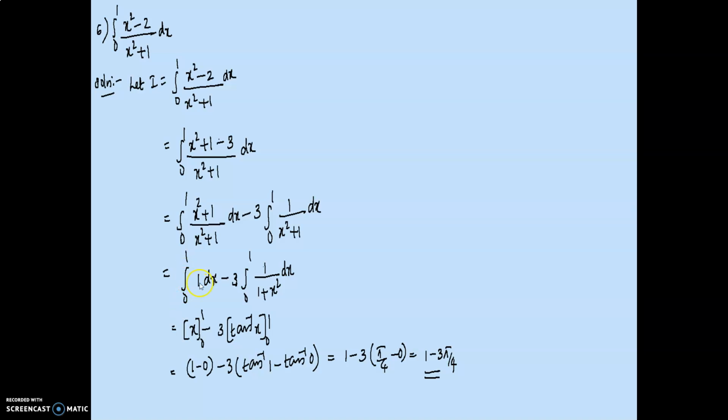That is integral 0 to 1 dx minus 3 into integral 0 to 1 of 1 upon 1 plus x square dx. Now after integration, x from 0 to 1 minus 3 into, this is tan inverse x.